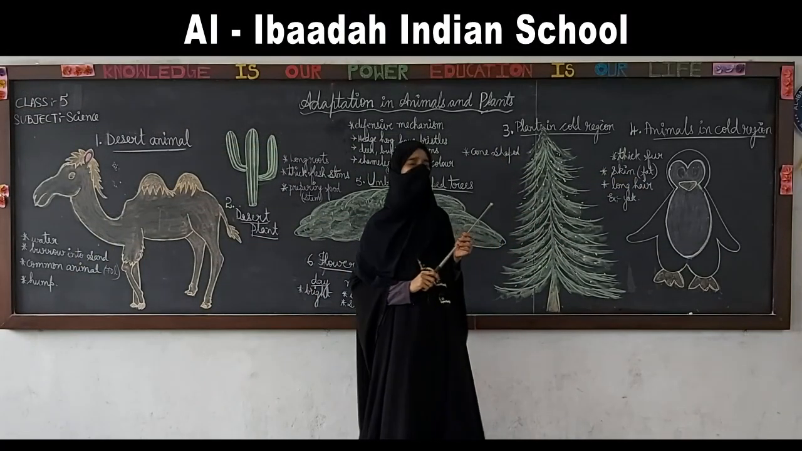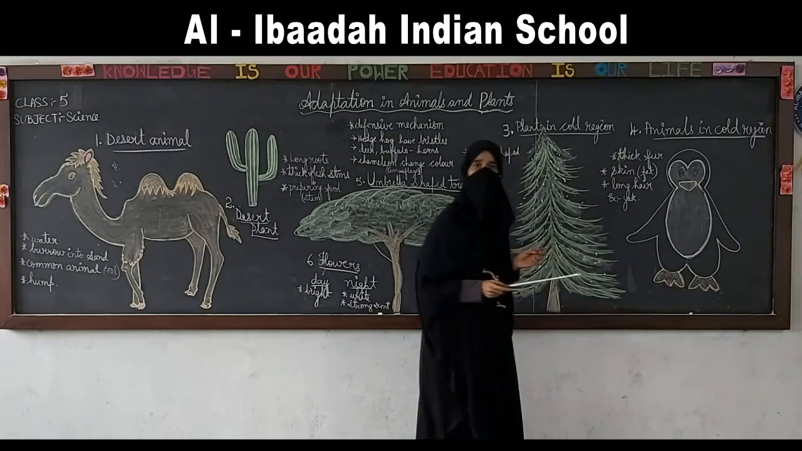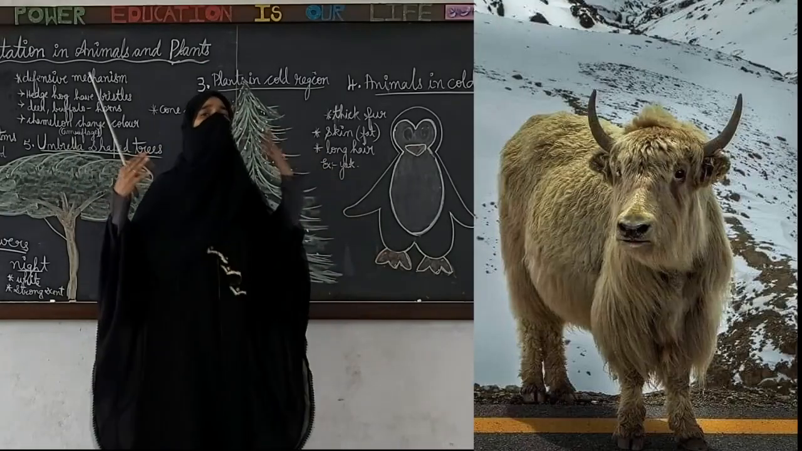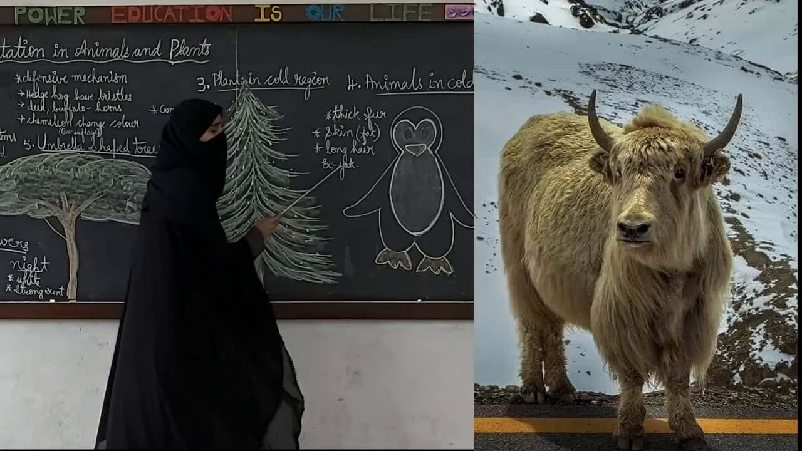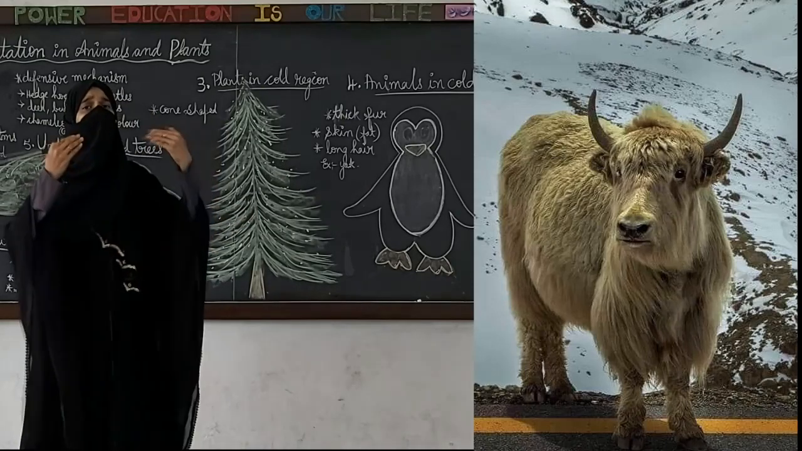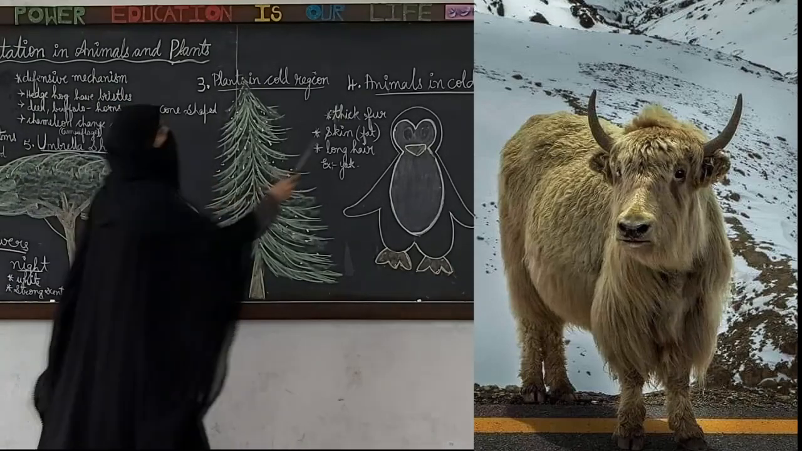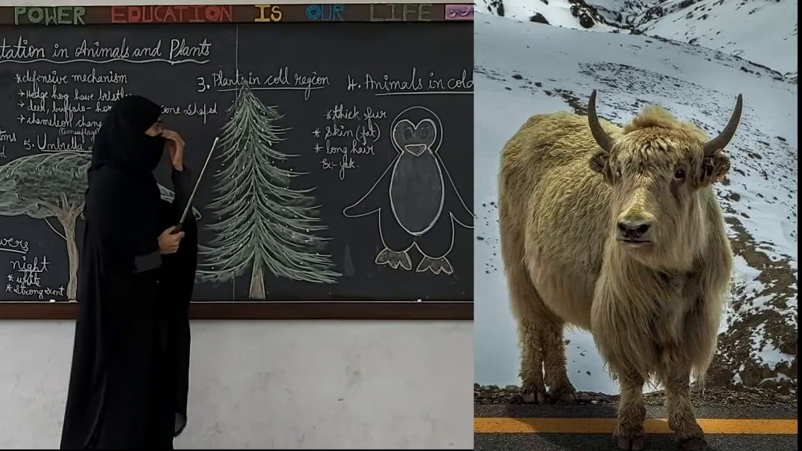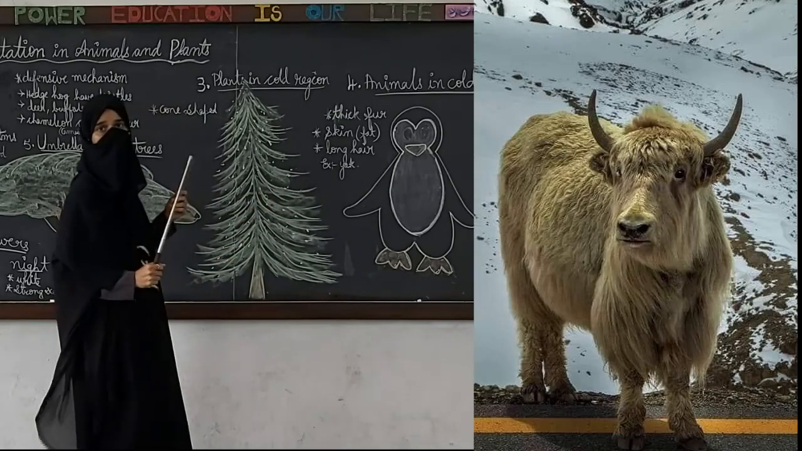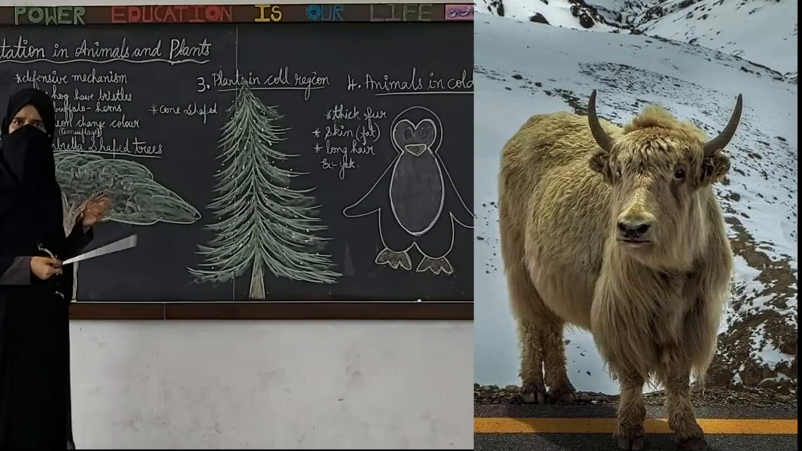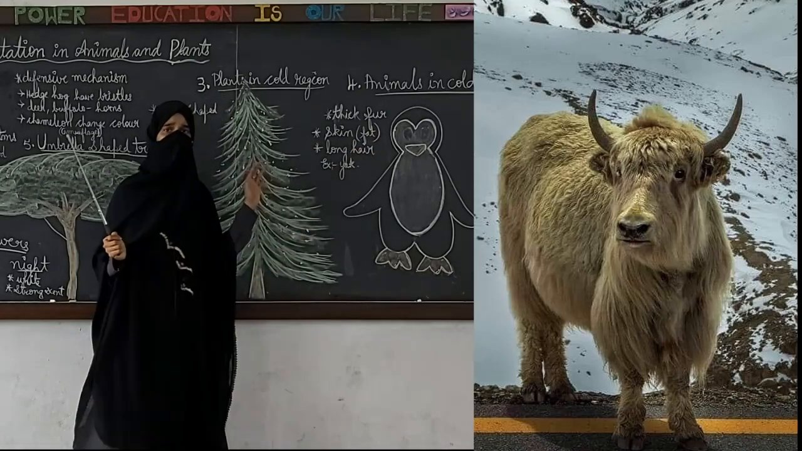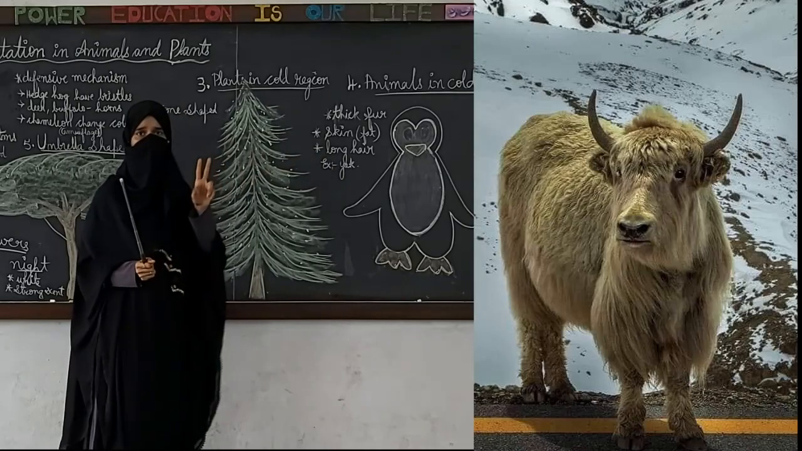And long hairs. You might be very familiar with yak. Yak is an animal which has very long hair. It is because it adapts itself to the surrounding cold region, and in order to protect itself from cold, it has very long hairs. But animals like cow, buffalo, they cannot survive in cold regions because they do not have long hair.